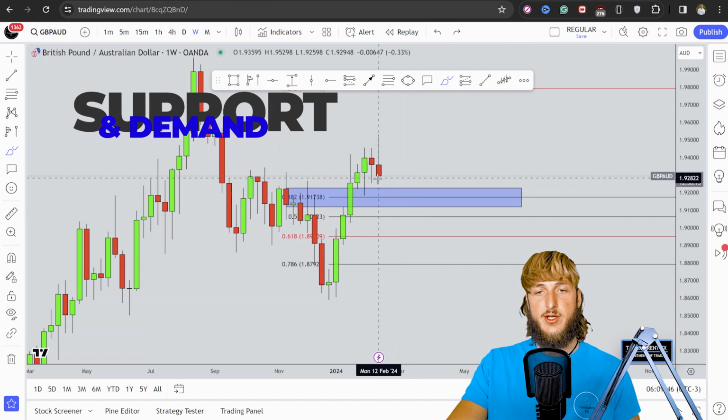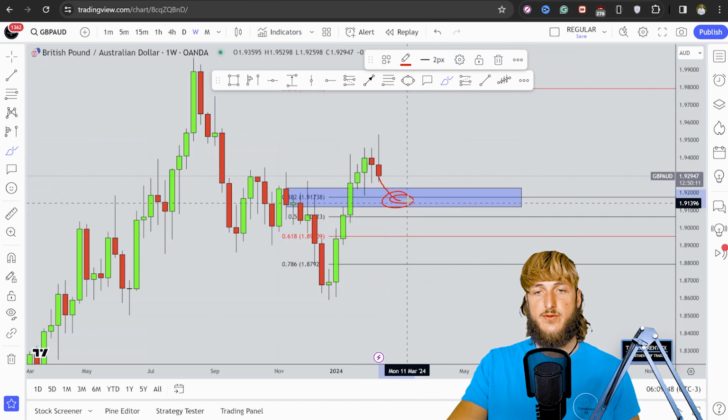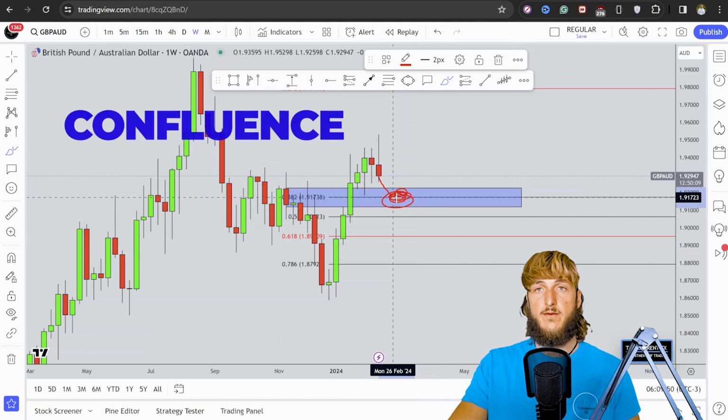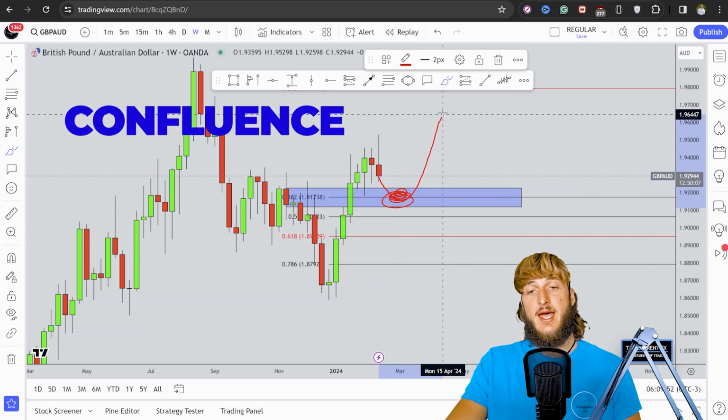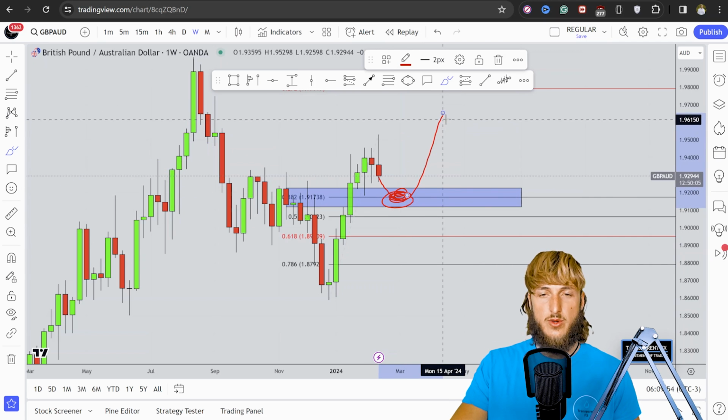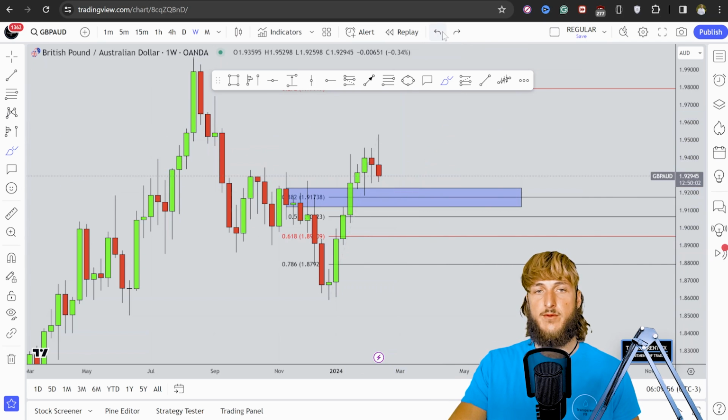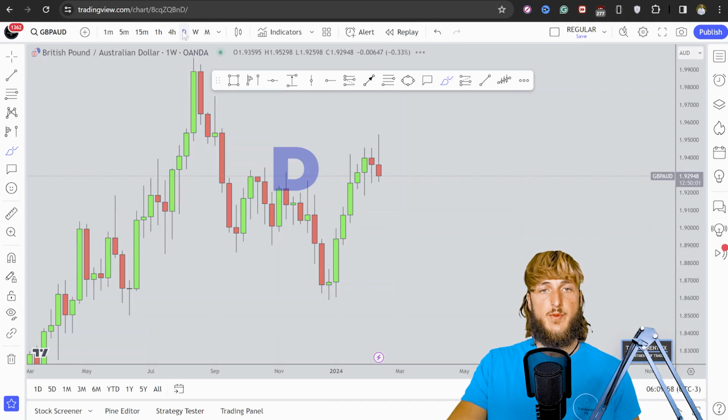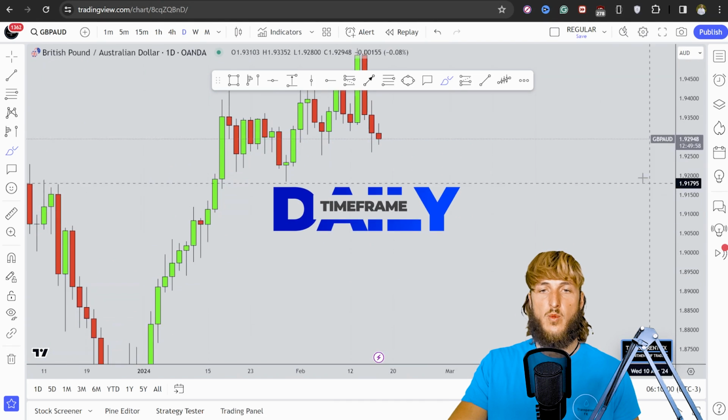So there is the possibility to see a bit more bearish price action for the market to go and test this confluence of demand and support, and then to see a rejection to the upside away from this confluence of support. Dropping down on the daily time frame, what do we see?